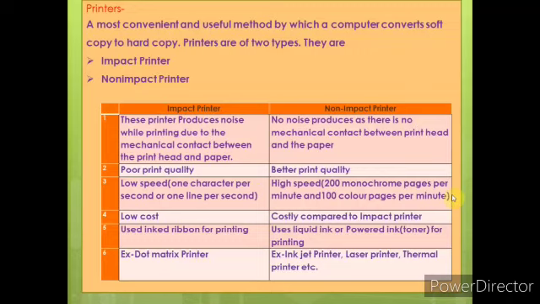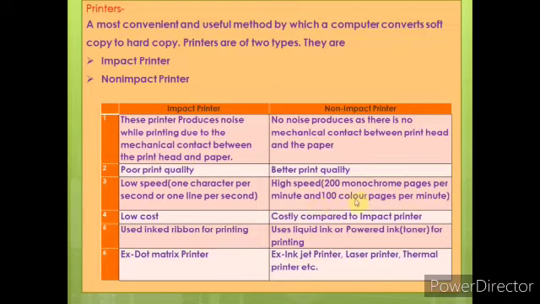And non-impact printer, what is it? No noise is produced as there is no mechanical contact between the print head and the paper. You must have seen that when we take out the paper, there is no print head. Smoothly the paper will come out. So no noise is produced, better print quality, high speed. 200 monochrome pages, monochrome means black and white, pages per minute, and 100 color pages per minute.